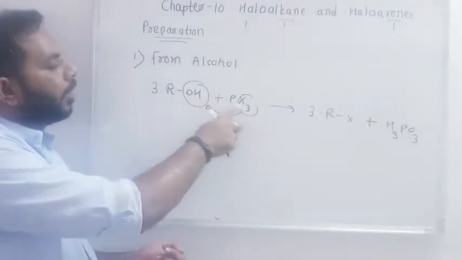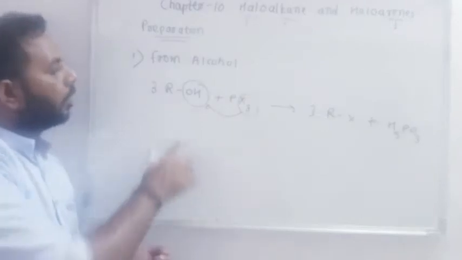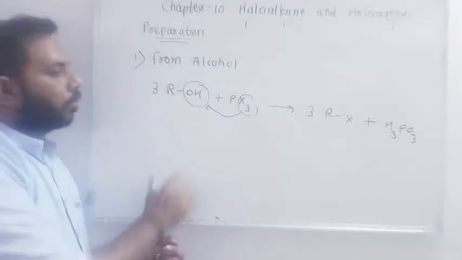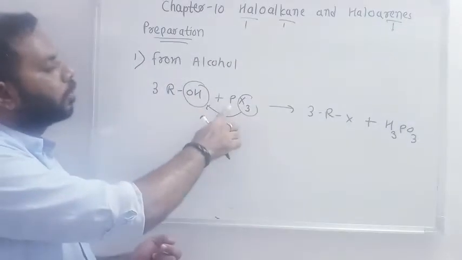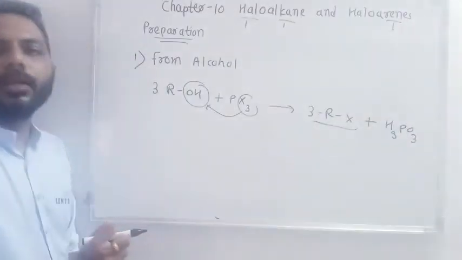OH will be replaced by halogen and it will form haloalkane. So we will get 3 moles of haloalkane. Now what is left? So we have got 3 hydrogen, 3 oxygen and 1 phosphorus. So 3 hydrogen, 3 oxygen and 1 phosphorus will form H3PO3. So we will get haloalkane and H3PO3 as a byproduct.